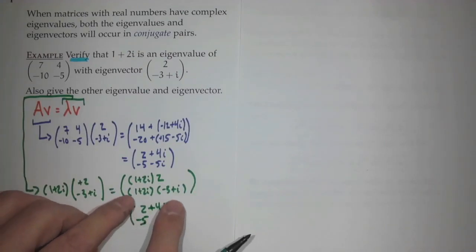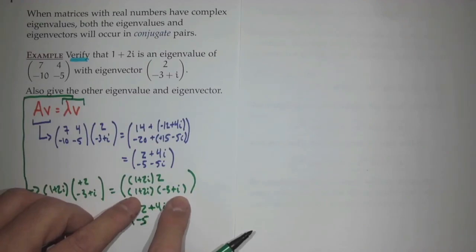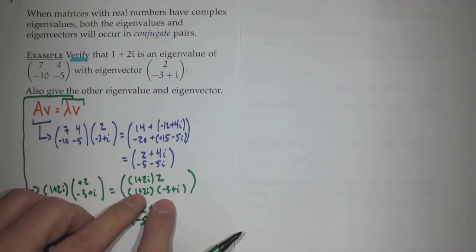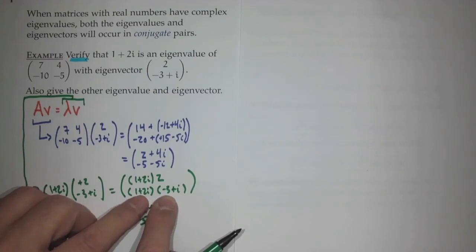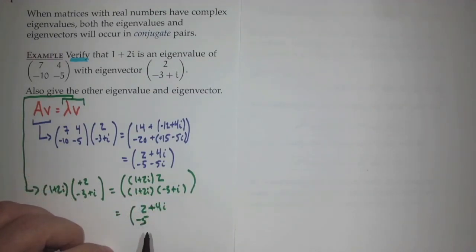Now we have the other parts. The outer parts are 1 times i, and 2i times minus 3, minus 6i. i minus 6i is minus 5i.